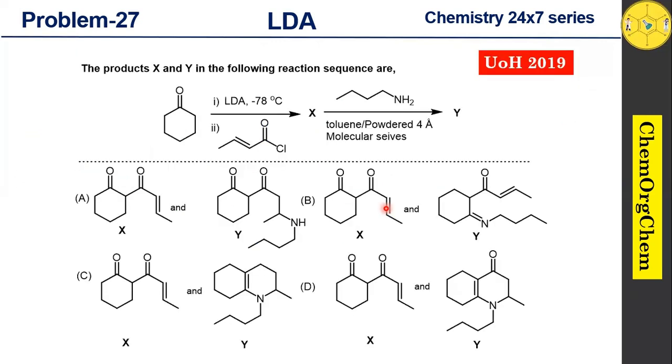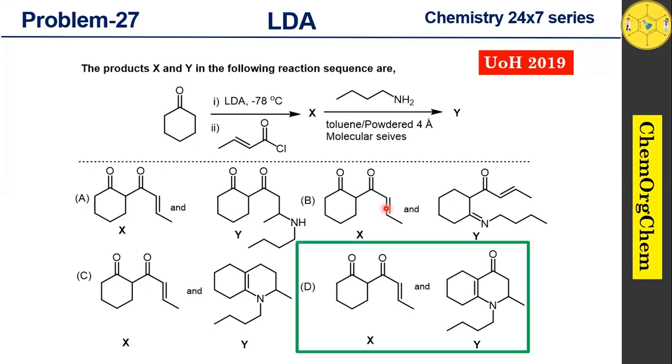Based on our discussion, considering the role of LDA in deprotonation, the acyl substitution reaction, the imine formation with the aid of 4 angstrom molecular sieves, the imine-enamine tautomerism, and followed by the aza-Michael addition reaction sequence, we can deduce the correct option for this question is option D.